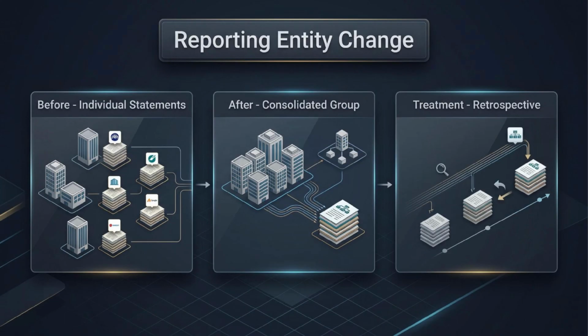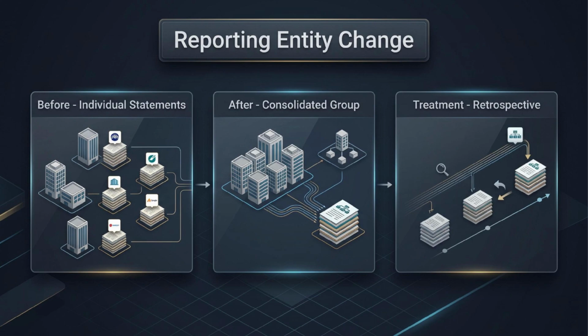A change in reporting entity is about the boundary of the financial statements. It is not merely a new transaction, and it is not merely buying or selling something. The question is whose results are being presented. For example, a parent company may previously have presented only its own standalone financial statements, but now presents consolidated financial statements including subsidiaries. Users need comparable information, so prior periods are normally recast to reflect the new reporting entity.